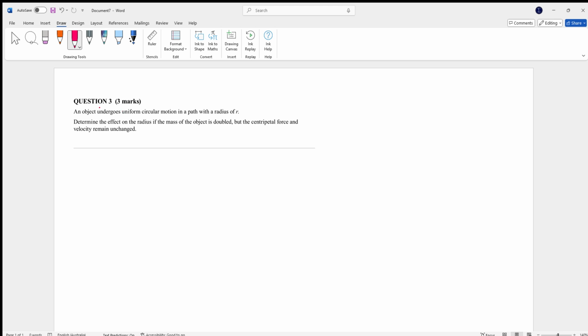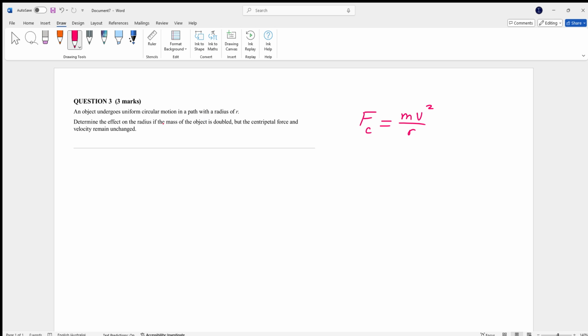So question 3: an object undergoes uniform circular motion in a path with a radius of r. Determine the effect on the radius if the mass of the object is doubled, but the centripetal force and the velocity remain unchanged. Okay, so when we have circular motion, the centripetal force is given by the mass times the velocity squared over r.